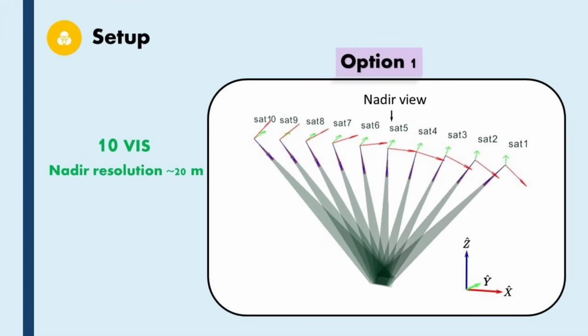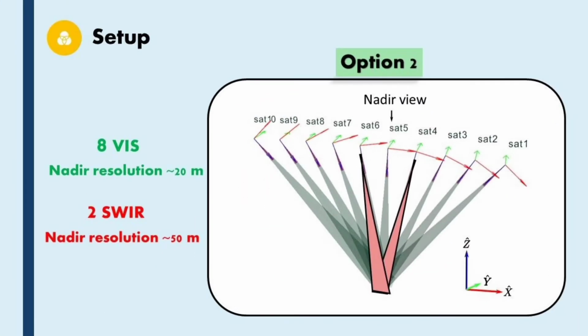Option 1: 10 views with visible cameras at 20 meter nadir resolution. Option 2: 8 views with visible cameras at 20 meter nadir resolution and 2 views with SWIR cameras having nadir resolution of 50 meters. For technical reasons, we can't use both imagers on the same platform. We use the SWIR close to nadir to avoid losing resolution.